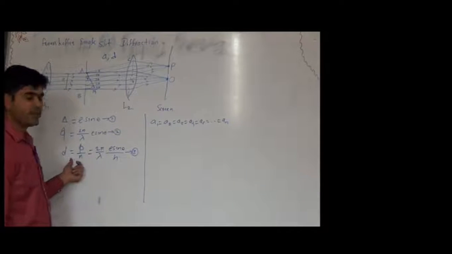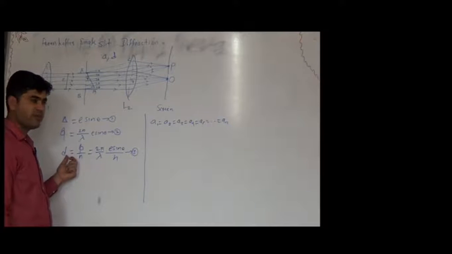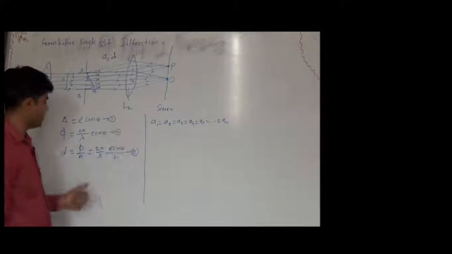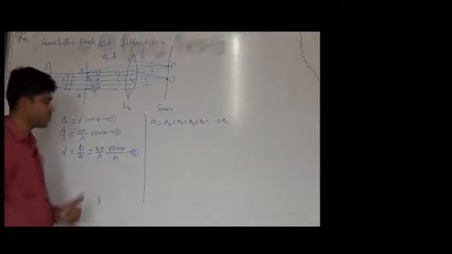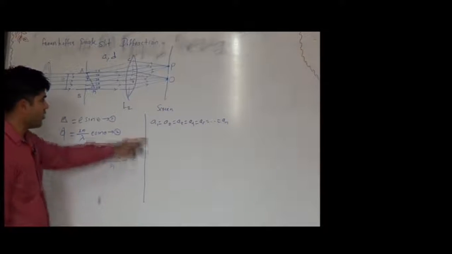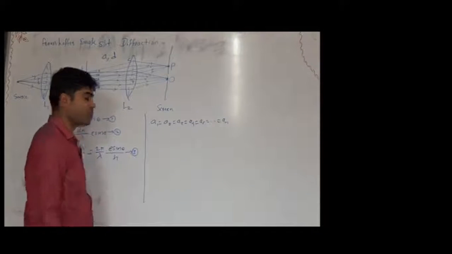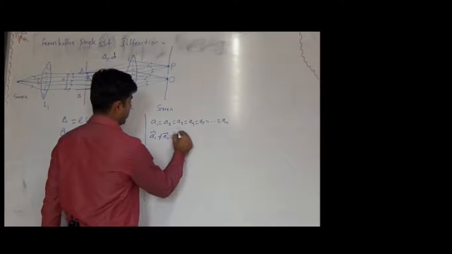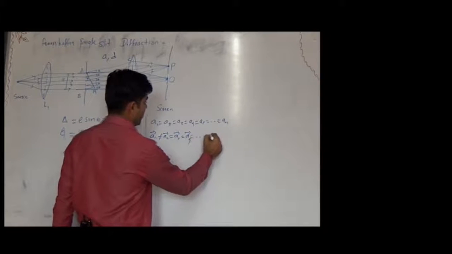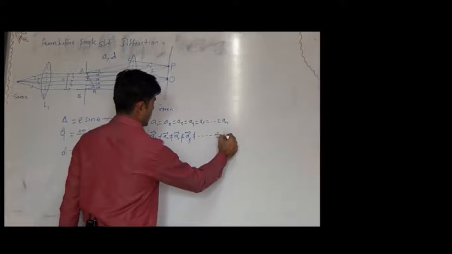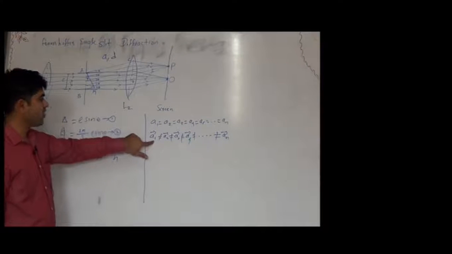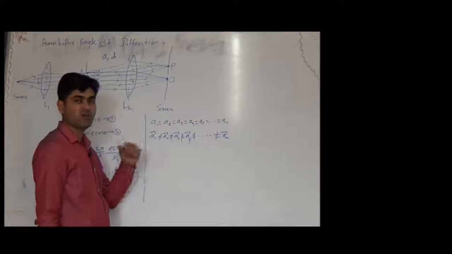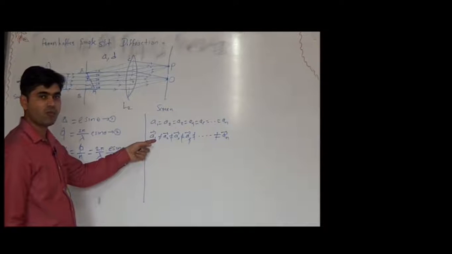But equation 3 tells us they are not in the same direction, because between the first and second ray the phase is D, between second and third is also D, between third and fourth is also D, between fourth and fifth also D, meaning they are not in the same direction. So in terms of magnitude we can write this equation, but in vector form of amplitude, A1 vector is not equal to A2 vector, A2 vector is not equal to A3 vector, A3 vector is not equal to A4 vector, up to the last one, which is not equal to AN vector. Magnitude-wise, A1, A2, A3 up to AN are equal, but in vector form, direction-wise, they are not equal.